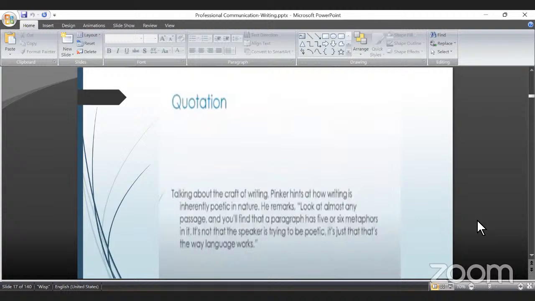It's not recommended to use too many quotations in your writing forms. Write them only if required.